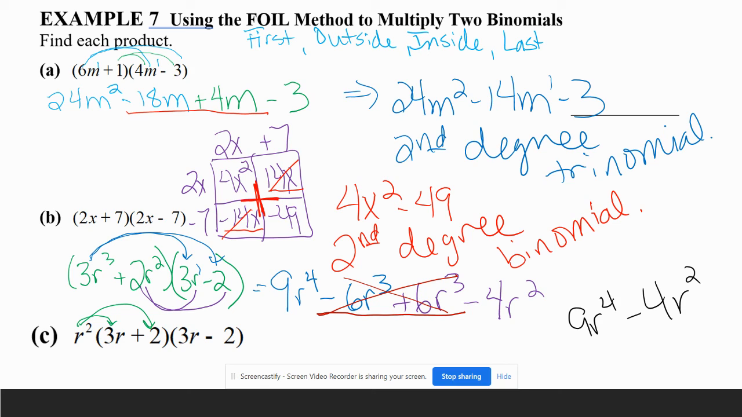This is in standard form because we have 4 and then 2. It's going from greatest to least. It's a polynomial because these are positive whole number exponents. This is a fourth degree because our largest exponent is 4. And there are two terms, so this would be a binomial.